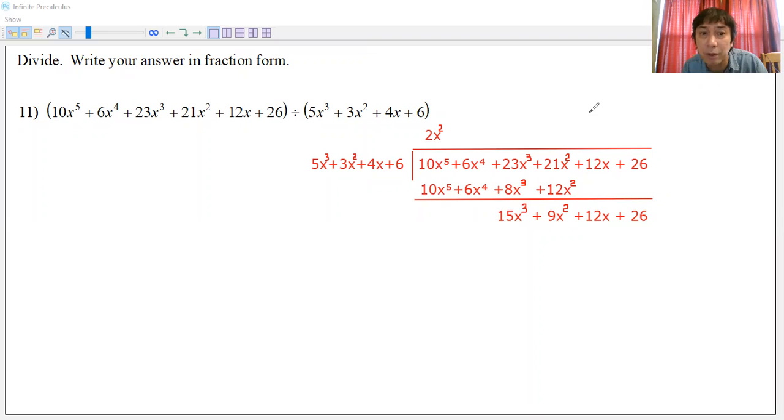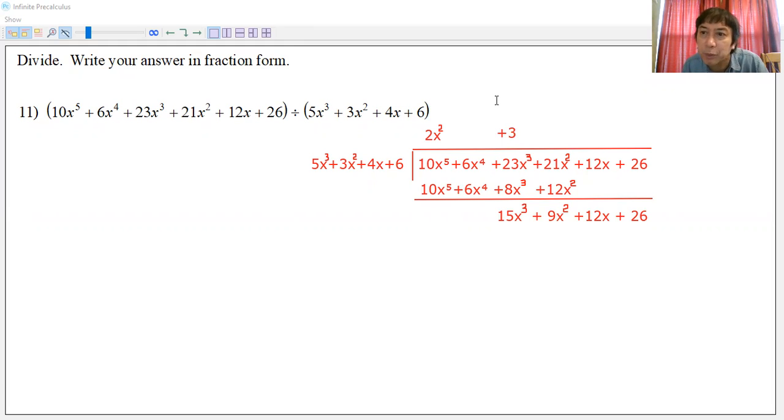We're back to divide. Now, this is 15x cubed. Our divisor is also cube. They're equal, and so this is our last divide. So 15 by 5 is 3, so we have a positive 3 here. And then x cubed divided by x cubed, that will be 1. So it's just 3.